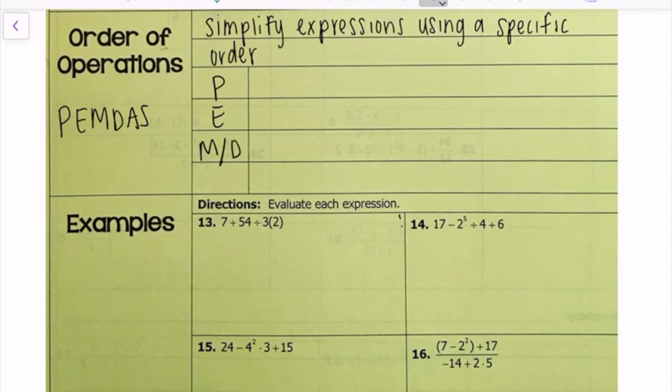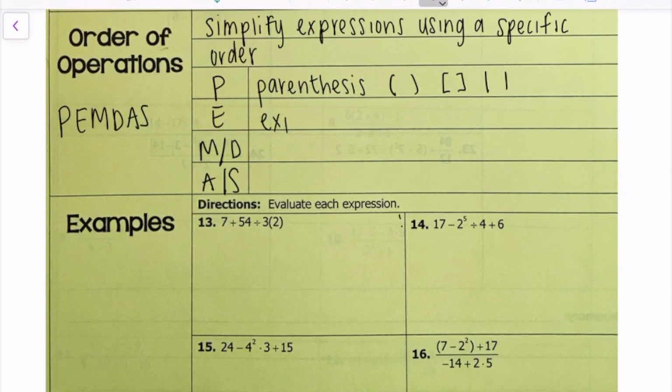So many of you have been using this since like 6th grade, and I can't wait to continue using this with you. So the P, yes, stands for please, but it also stands for parentheses. Now, parentheses are grouping symbols. So this is used when multiple things are inside the parentheses. I can also use brackets, another grouping symbol, or absolute value bars.